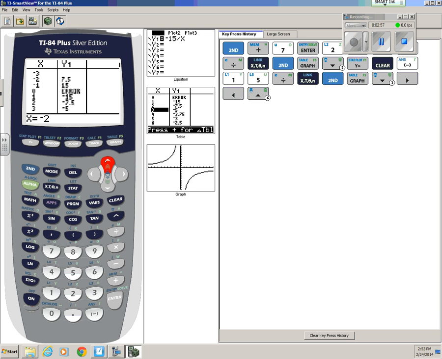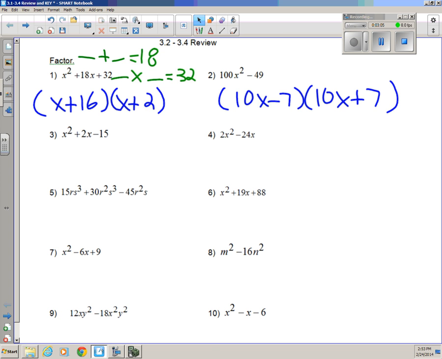Let's take a look at negative 3. Negative 3 and positive 5 add to positive 2. So my factors must be x minus 3 and x plus 5. So x minus 3, x plus 5. Number 4, GCF.